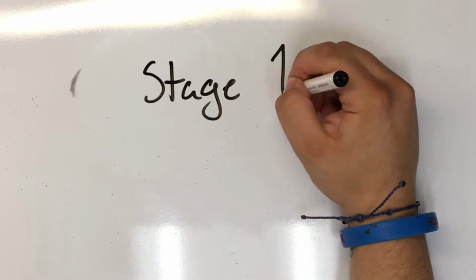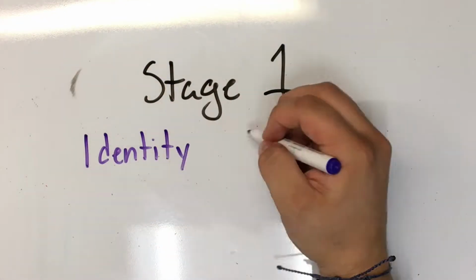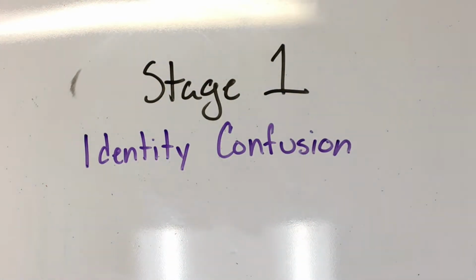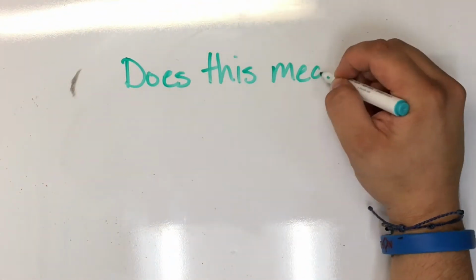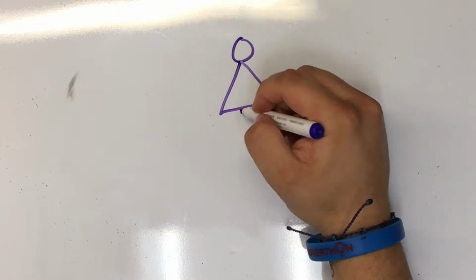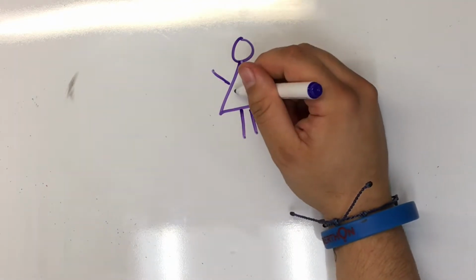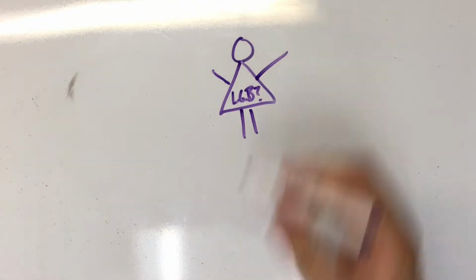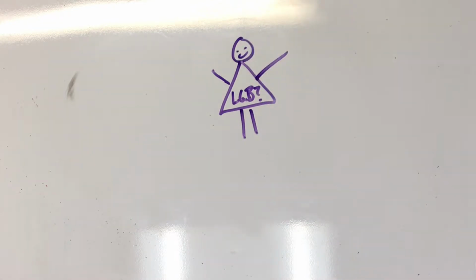In Stage 1, identity confusion, the individual is characterized by examining their thoughts and behavior and asking themselves, do these things mean that I am homosexual? And having internalized different messages about what it means to be LGBT, the individual reflects on themselves and wonders if specific things about them mean that they are in fact gay, something that they most likely never considered before.